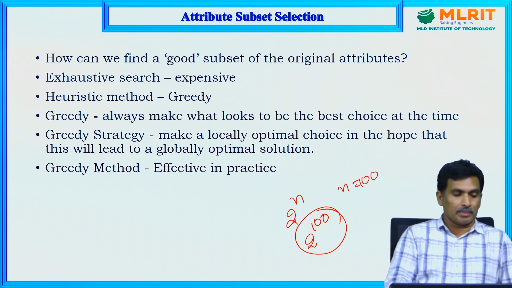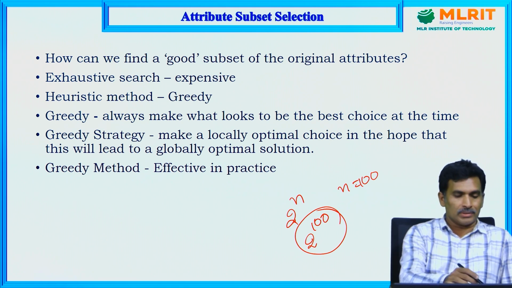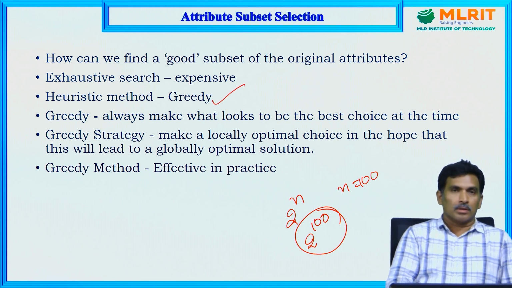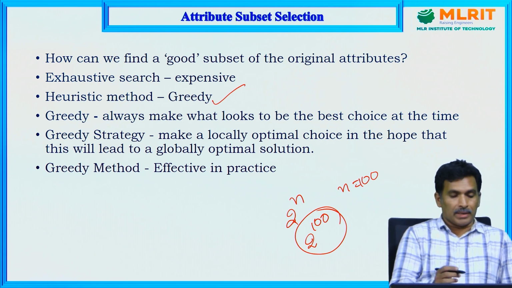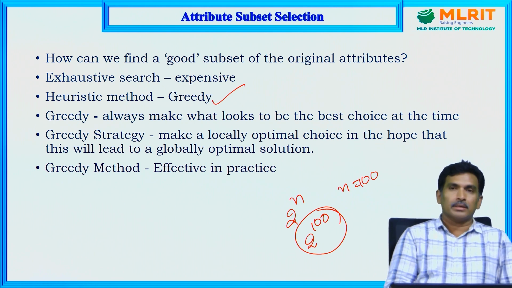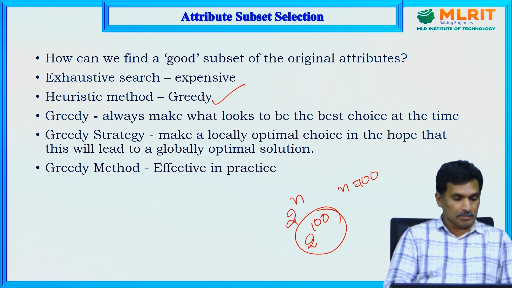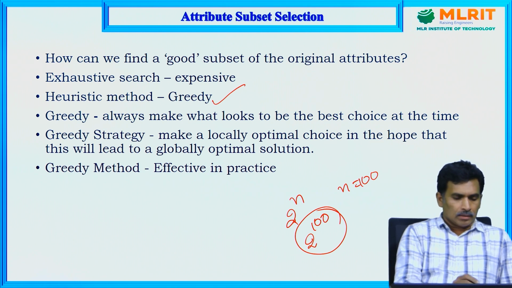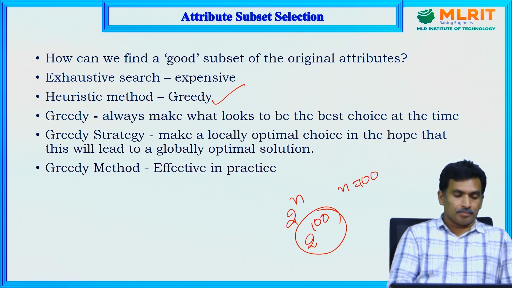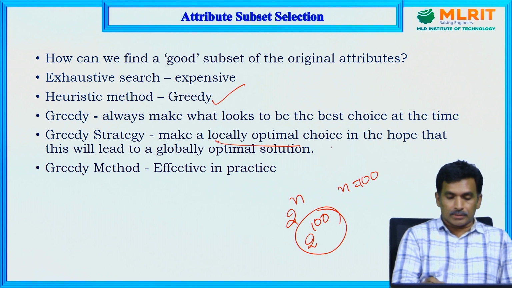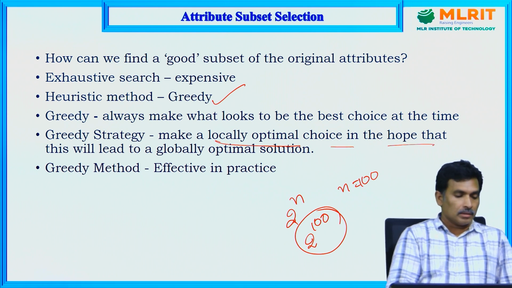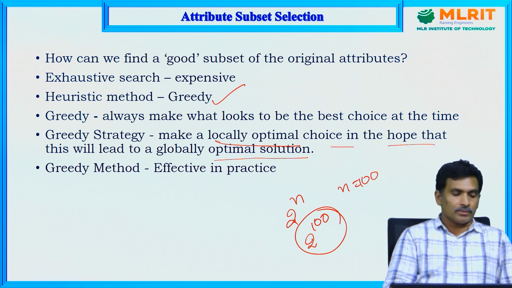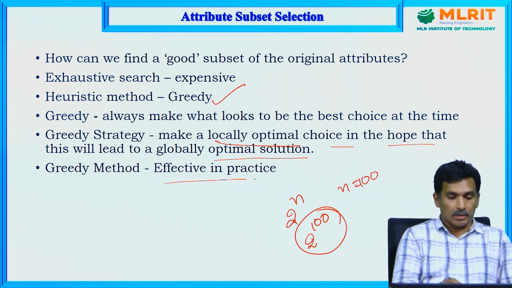Those are mainly heuristic methods, and one among those is the greedy method. While searching through, the greedy method always makes what looks to be the best choice at the time, that is, a local optimum. The strategy of this greedy method is to make a locally optimal choice in the hope that this will lead to a globally optimal solution. That's why the greedy method is effective in practice.